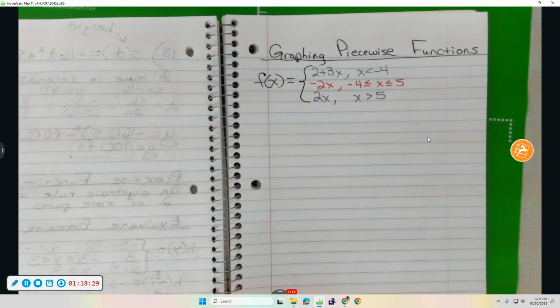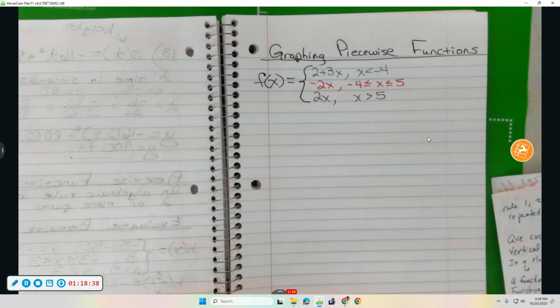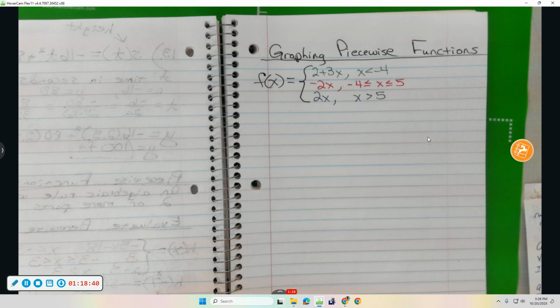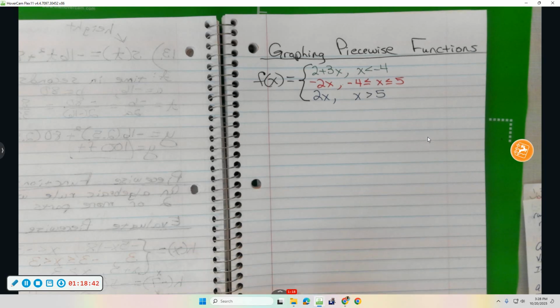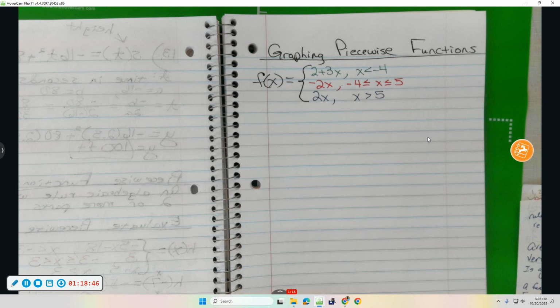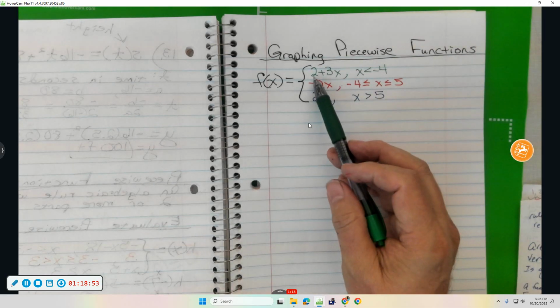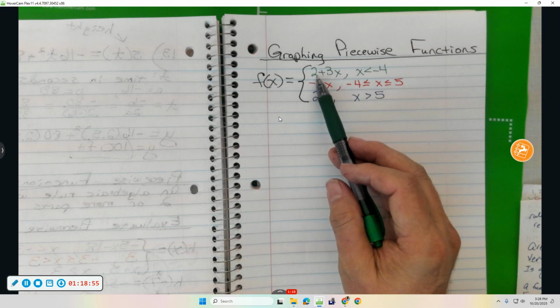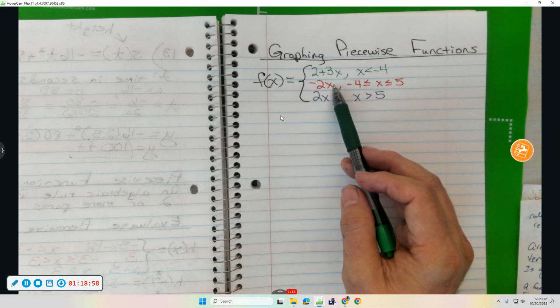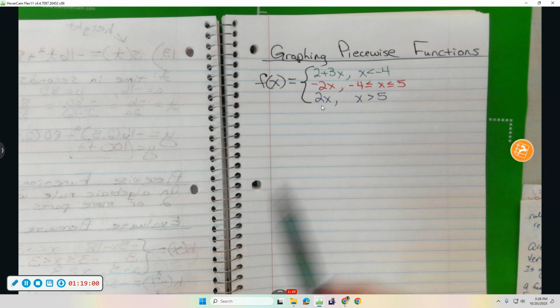To graph piecewise functions, I'm just going to plot points. I'm going to choose x values and plug them in and generate y values and plot points. But I'm not just going to start randomly choosing x values. We're going to intelligently choose the x values that we're using. I'll tell you how we're going to do it, and once we've got the graph drawn, then I'll explain my justification. Now, y equals 2 plus 3x, y equals -2x, y equals a positive 2x.